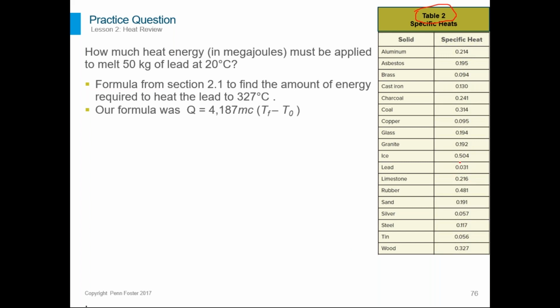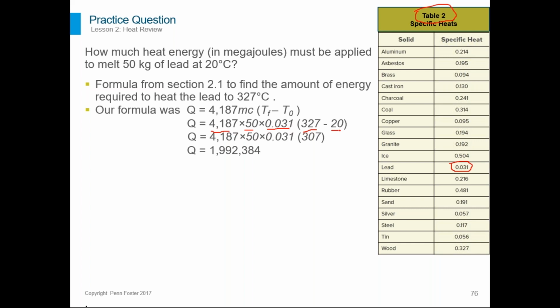We're dealing with lead, so our specific heat is this number. So we put all our numbers into that formula. So this stays the same. Our mass was 50. Our specific heat we got from the chart. And we have our final temperature and our starting temperature. All right, so this is how much energy it takes just to heat lead up to its melting point.